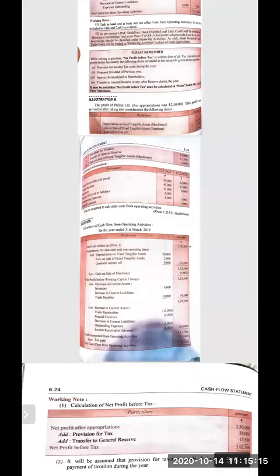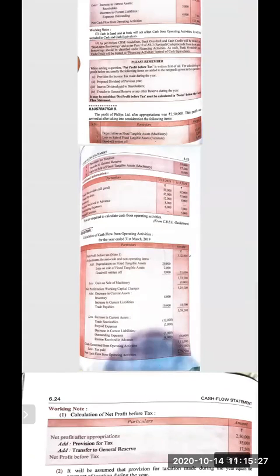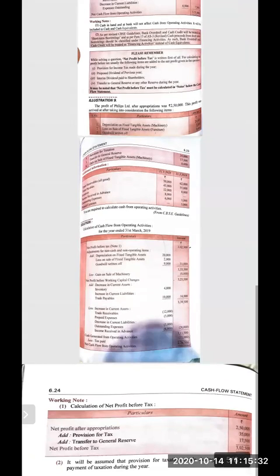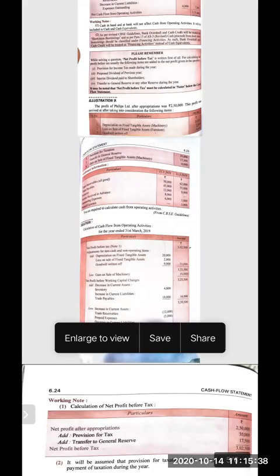Net profit after appropriation is given to us. We have to add provision for tax and we have to add general reserve in that, and we will get finally the net profit before tax. And you have to assume that whatever the provision for taxation is made, the payment is done during the year, whatever the provision has been made.